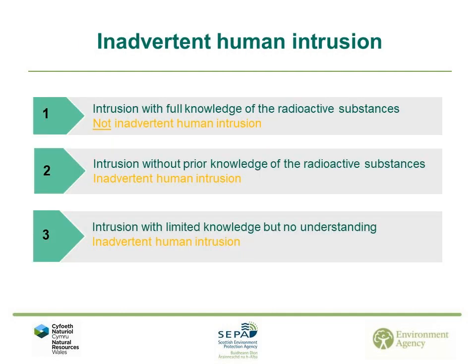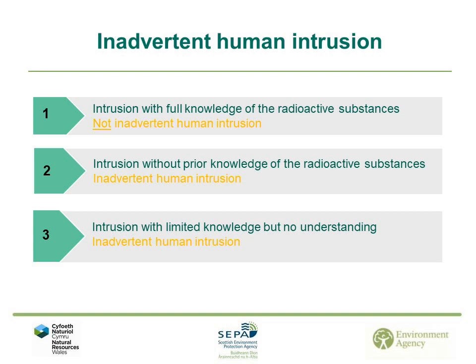Inadvertent human intrusion. Human intrusion into any radioactive substances, whether waste or contamination, remaining on site may be regarded as falling into 3 categories. 1. Intrusion with full knowledge of the existence, location, and nature of the radioactive substances. 2. Intrusion without prior knowledge of the radioactive substances. And 3. Intrusion with limited knowledge of the existence of past human activity at that location, but without understanding its nature.